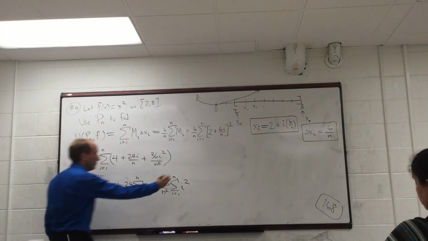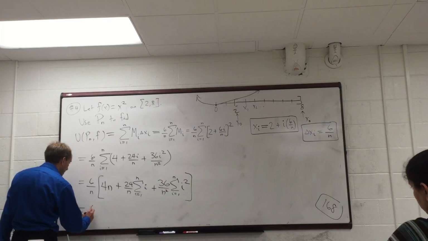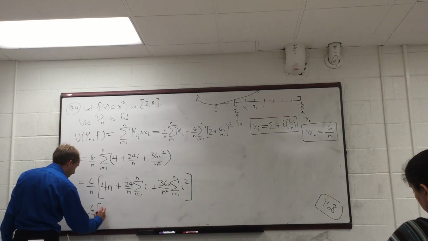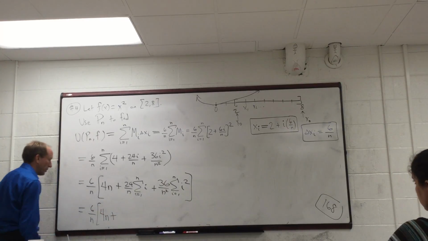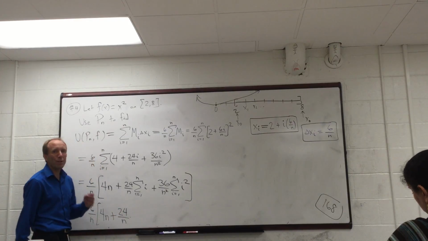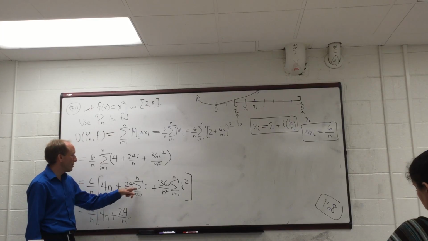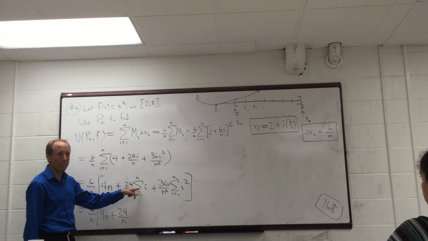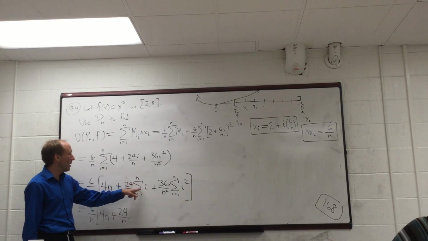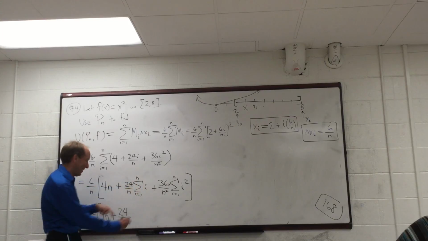Okay? So this is the expressions. We have 6 over n, and then we have 4n, and then plus 24 over n. Now, here's where we're going to need to learn a few values. I did this one in class before the break. It's been 12 days. But do you remember if I add up 1 plus 2 plus 3 up to n, what that gives me?